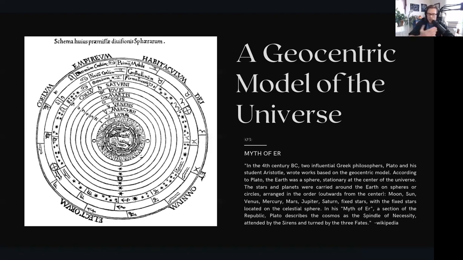So in this myth of Ur, there is a section in Plato's Republic. He describes the cosmos as the spindle of necessity attended by the sirens and turned by the three fates. So we've just gotten done trying to understand what the spindle of necessity is, what Ananke is. And we've talked about the Moirai, which are the three fates. So when we are getting that understanding, we're looking at this geocentric model with the Earth in the center, okay? And we have the celestial spheres that surround it, all right?